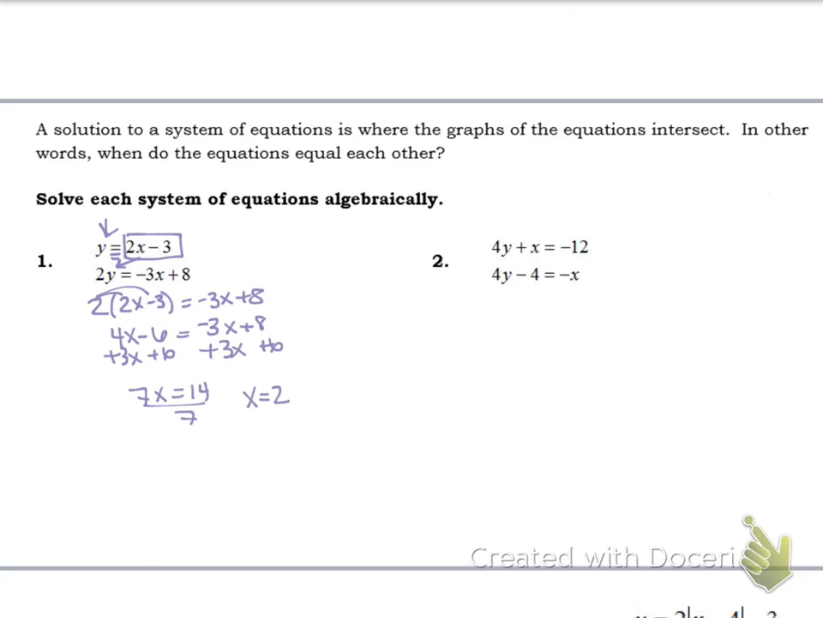Okay, but these are points where they're running into each other. So I can't just stop at x. I now need to find y. So I'm going to use substitution again and take out an x and plug in 2. The easiest equation to plug it into is the top one, but either one should work because it's where both of them are intersecting.